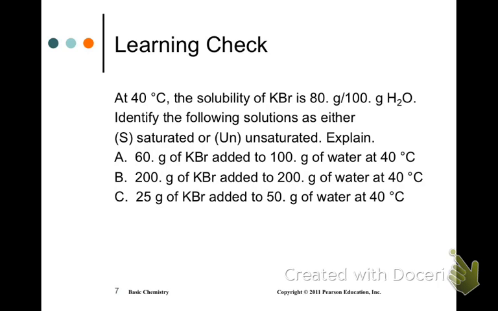Part C: 25 grams of potassium bromide in 50 grams of water. Again, we want to scale that to compare it to what it would be for 100 grams of water. So I'd have to double the 50 grams of water, so I'd have to double the 25 grams of potassium bromide. Example C would be just like having 50 grams of potassium bromide in 100 grams of water. That is below the solubility limit, so yes, that would all dissolve.